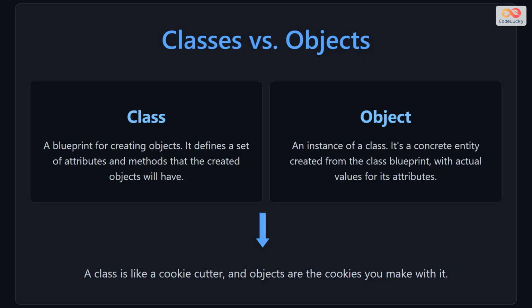The two most important concepts to grasp are classes and objects. A class is a blueprint. For example, you could have a class called car that defines what every car should have, like wheels and a color. An object, on the other hand, is the actual thing you build from that blueprint. So, a red Ferrari or a blue Volkswagen would be two different objects created from the car class.